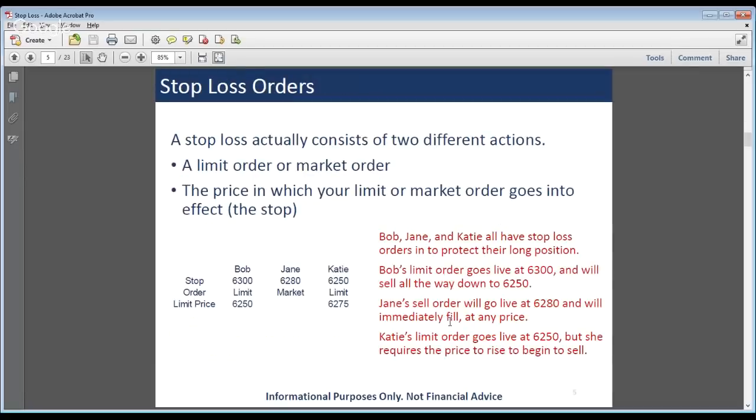So what about stop loss orders? What are they? Really, it consists of two different actions. And once we get to the point of what can go wrong, this is a critical component of understanding that. You have a limit or a market order. Now, if you're a portfolio manager trading, you probably already know what a limit or market order is.